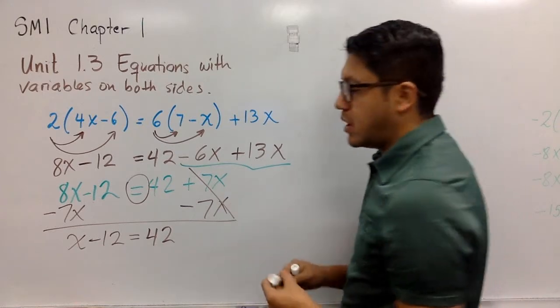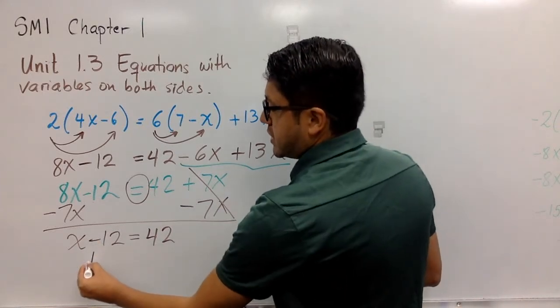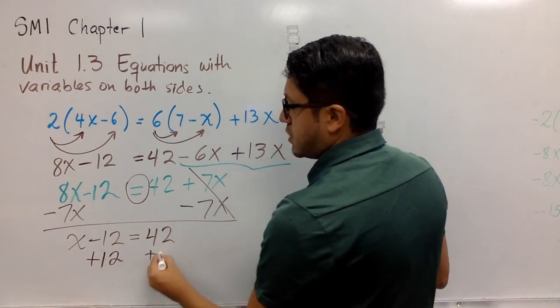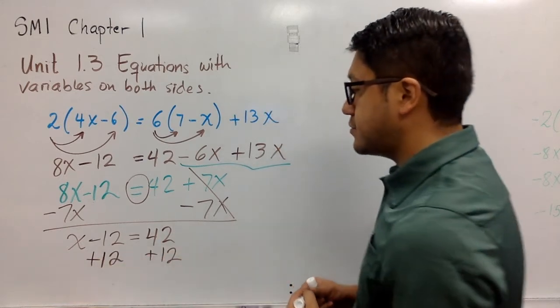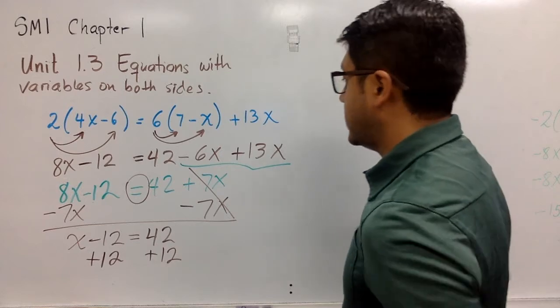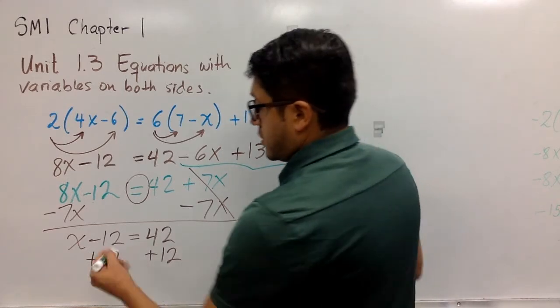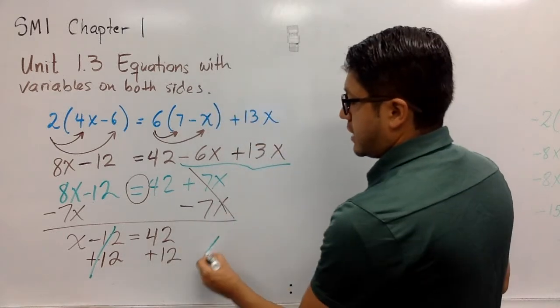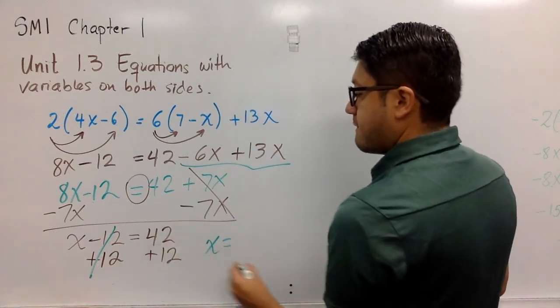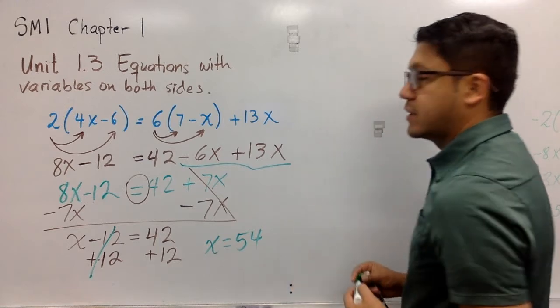Now it's a very simple one where the next part is adding 12 on both sides, and that's going to be it. All right? So we have this term canceled, and x is going to be 54, and that's it. End of story.